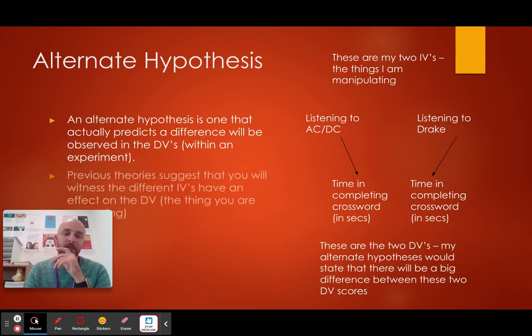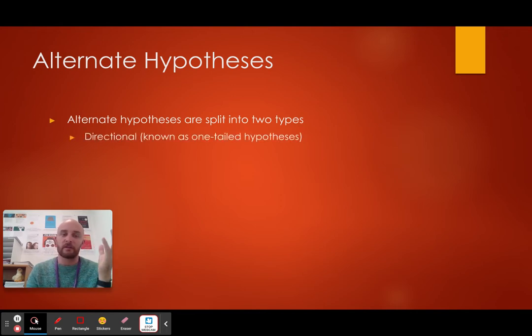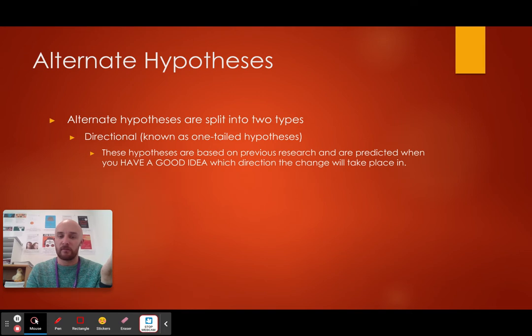Now, it is split, as it says, into two types. On the one hand, you've got directional. On the other hand, you've got non-directional. What we mean by directional hypotheses is not only are you sure that the IV is going to affect the DV, you're so confident that you even know what direction the IV is going to affect the DV.